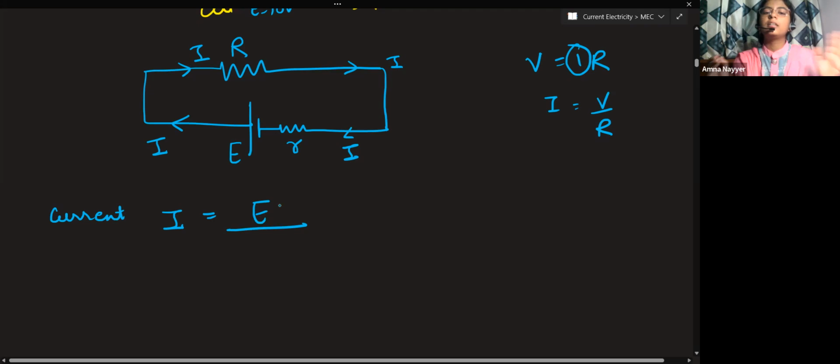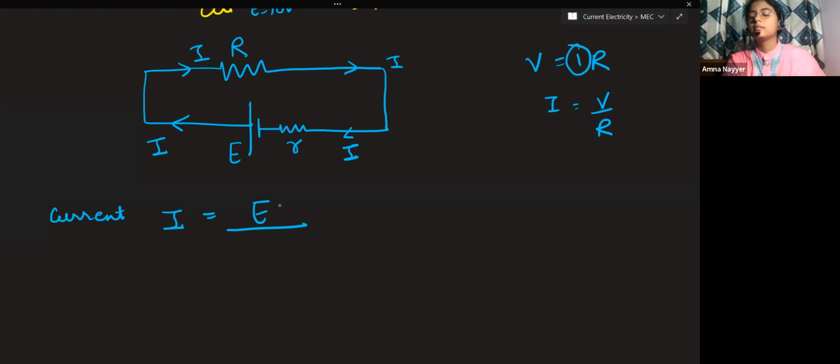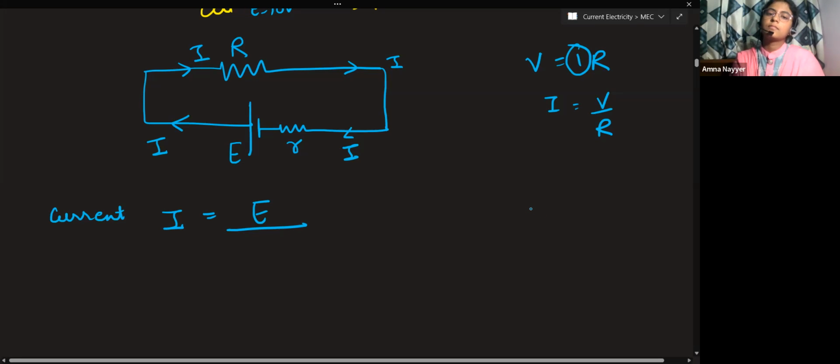Atif, what will be the total resistance of the circuit? Atif? How many resistors are there?